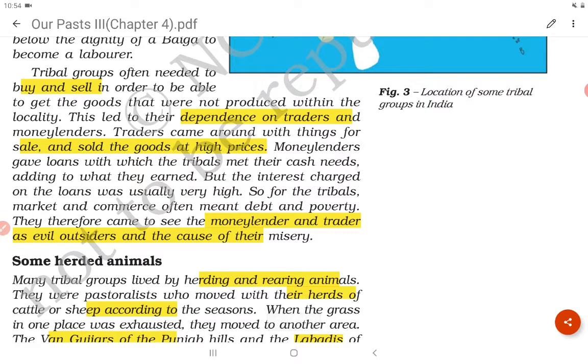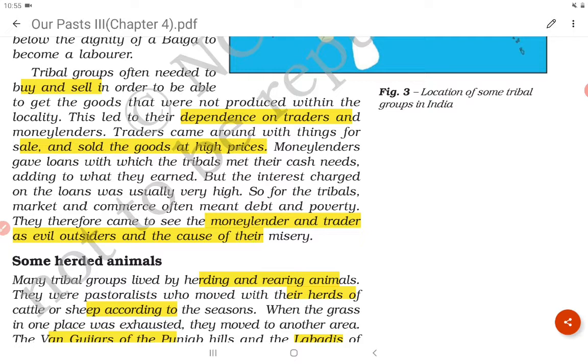Tribal groups often needed to buy and sell in order to be able to get the foods and the goods that were not produced within the locality. This led to their dependence on traders and moneylenders.